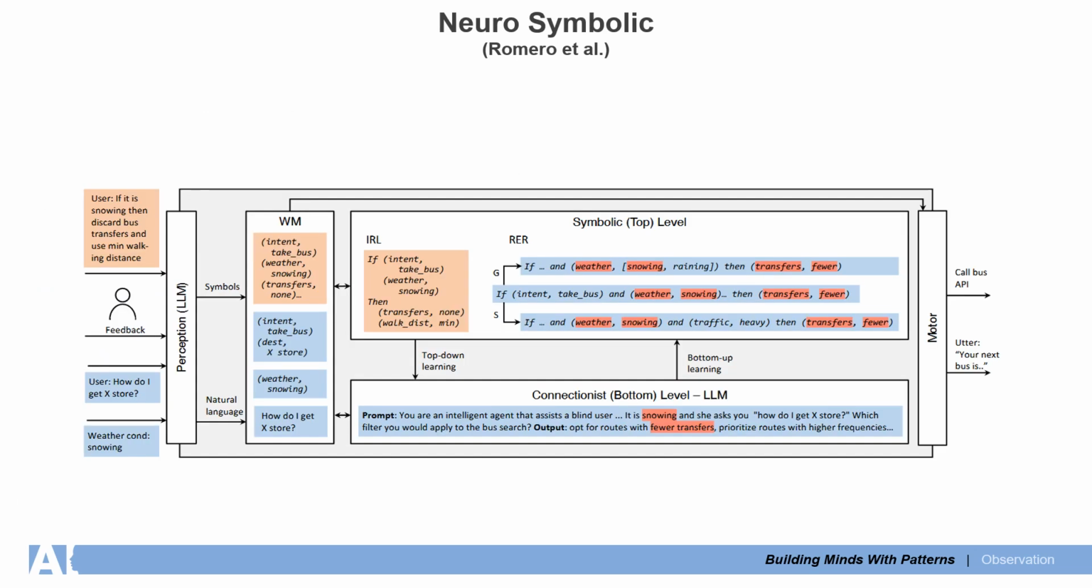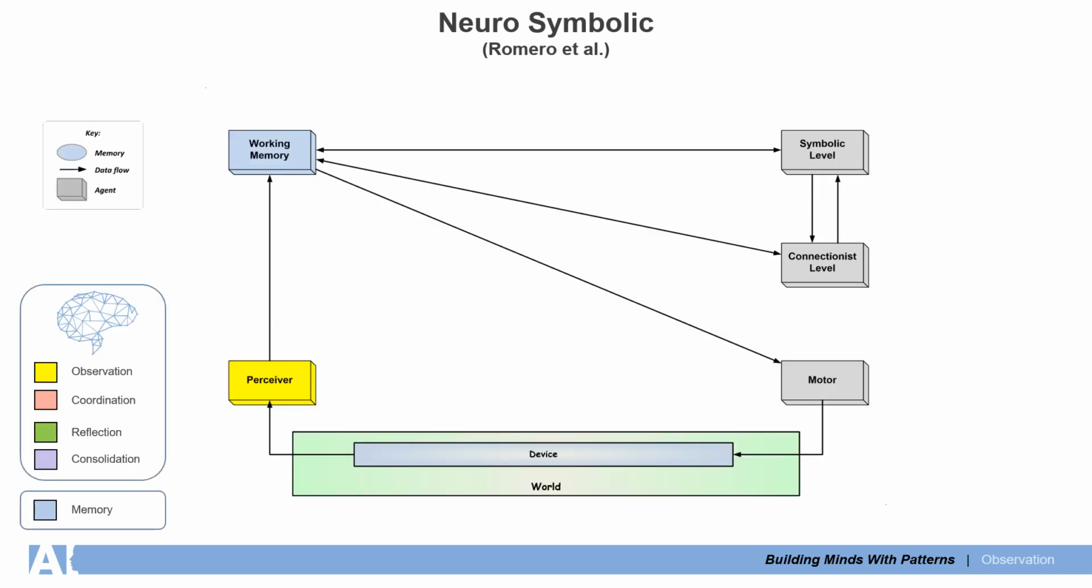Also from the 2023 paper, Synergistic Integration of Large Language Models in Cognitive Architectures for Robust AI by Romero and Associates, we see a neurosymbolic cognitive system which leverages a large language model as a connectionist subsystem. Transforming this cognitive system, we likewise see the observation pattern. We see the elements of perceiver and memory.